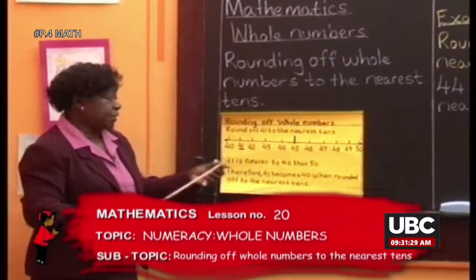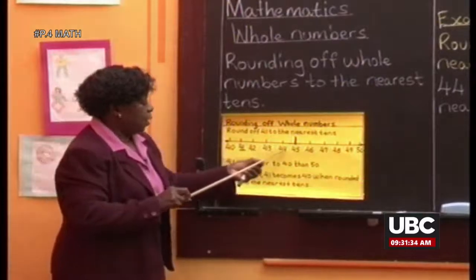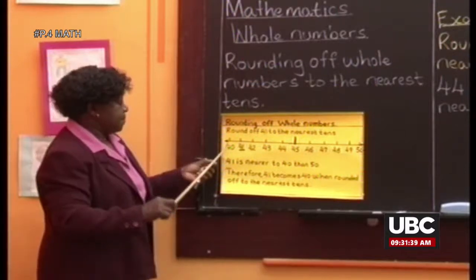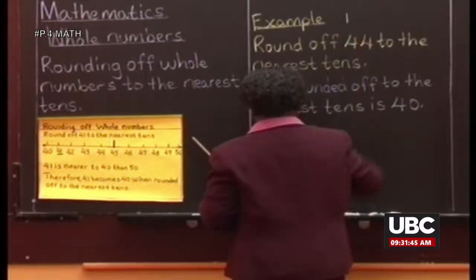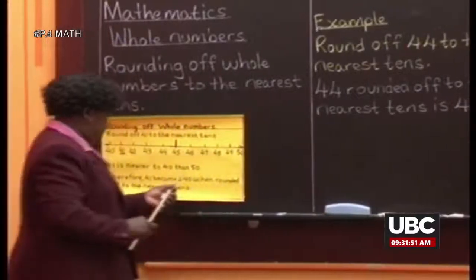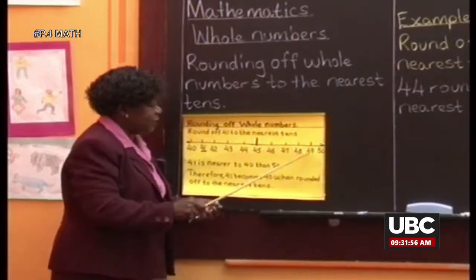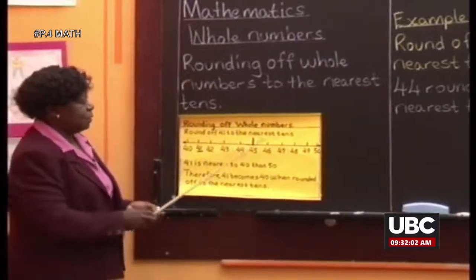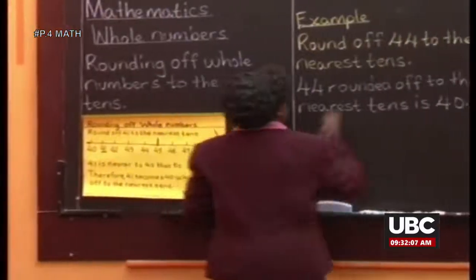Remember, I said all numbers having these digits like 1, 2, 3, and 4, you round them off downwards. Numbers with 6, 7, 8, and 9, you round them off upwards. Let's look at another example.